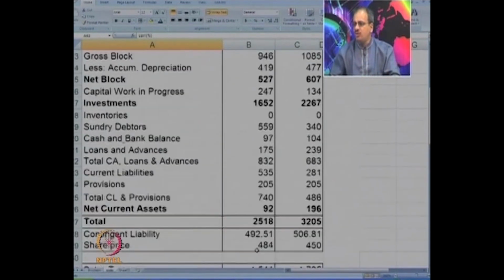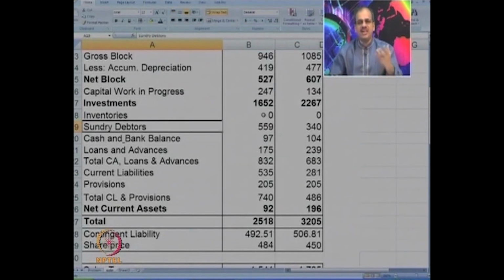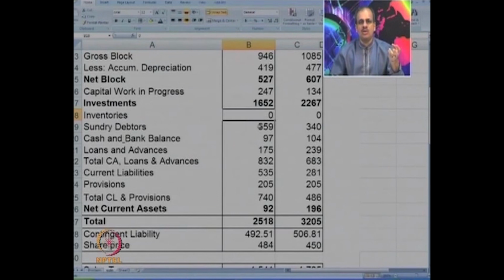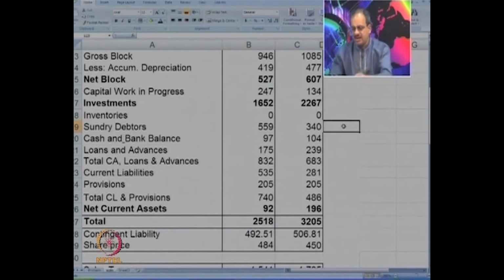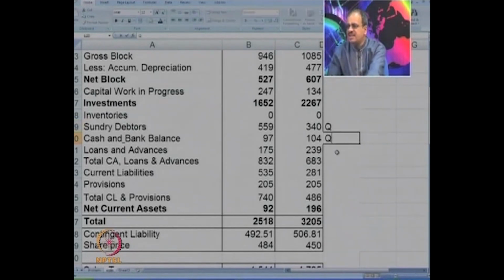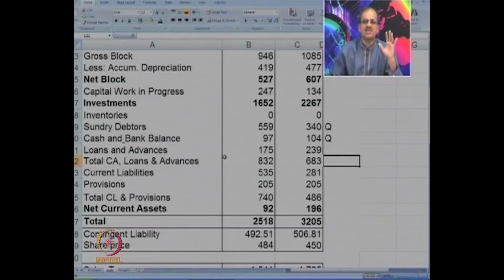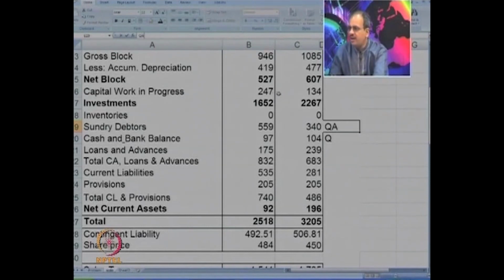So, have a look now which are the quick assets of this. Inventory is anyway non-quick, but it is 0. Debtors are a quick asset. I will just mark it as Q. Cash balance is definitely a quick asset. Loans and advances are generally not treated as quick assets. So, these two are quick assets. We will mark them as QA.